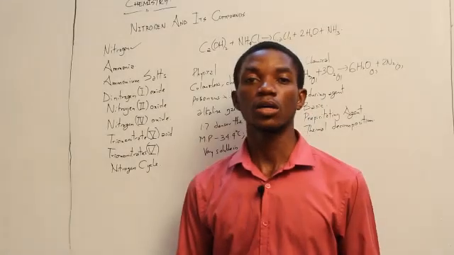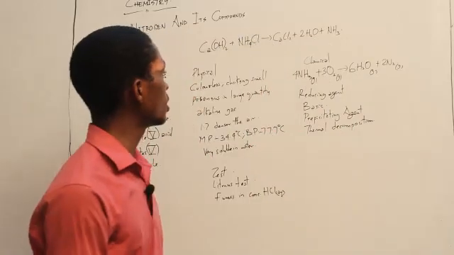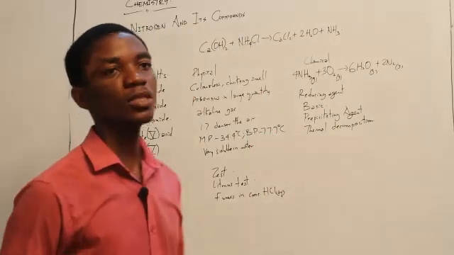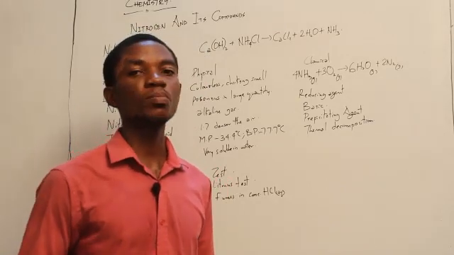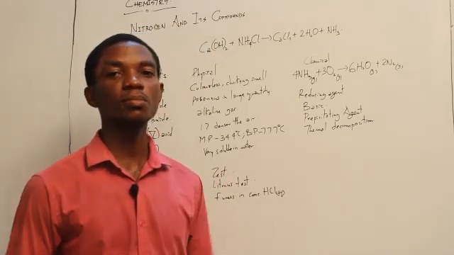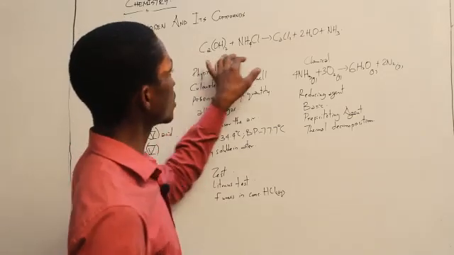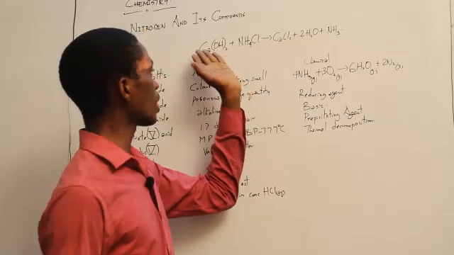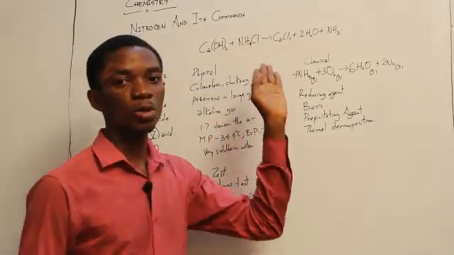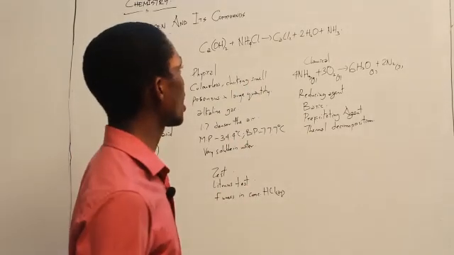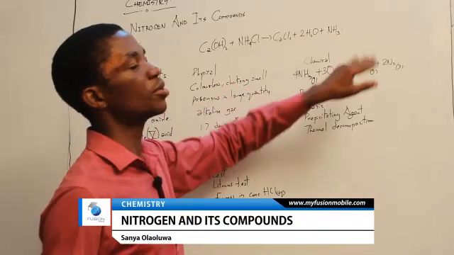Welcome back. So earlier we talked about nitrogen. Now let's look at ammonia. Ammonia is a gas made of nitrogen and hydrogen. It contains 1 part nitrogen and 3 parts hydrogen. It is produced in the laboratory by mixing together calcium hydroxide with ammonium chloride. When we react calcium hydroxide with ammonium chloride, it will give us calcium chloride, water, and liberate ammonia.